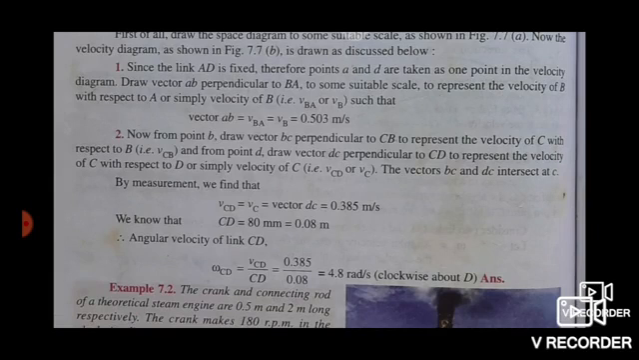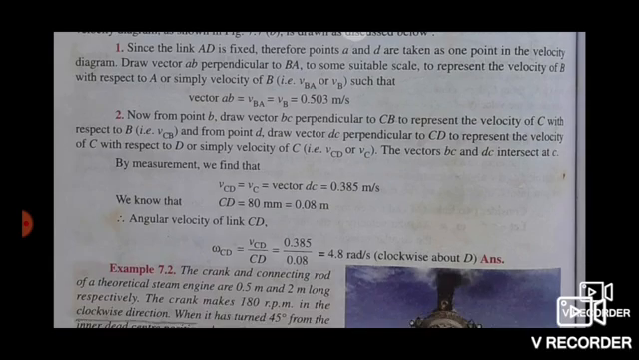By measurement, we find that VCD, that is VC equal to DC equal to 0.385 meter per second. We know CD equal to 80 mm, 0.08 meter. So angular velocity of link CD, omega CD, equal to VCD by CD, that is 0.385 by 0.08. So this comes 4.8 radian per second clockwise about D. This is the angular velocity. Fine.